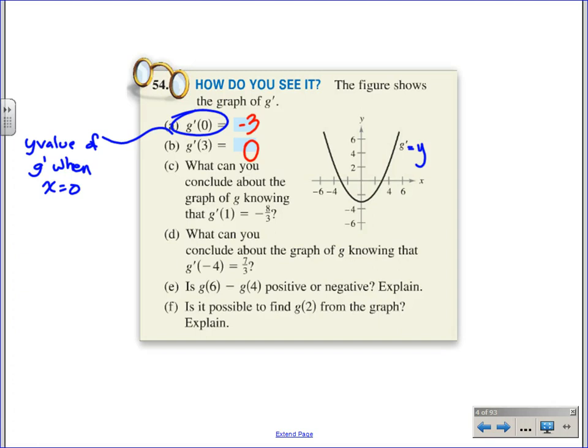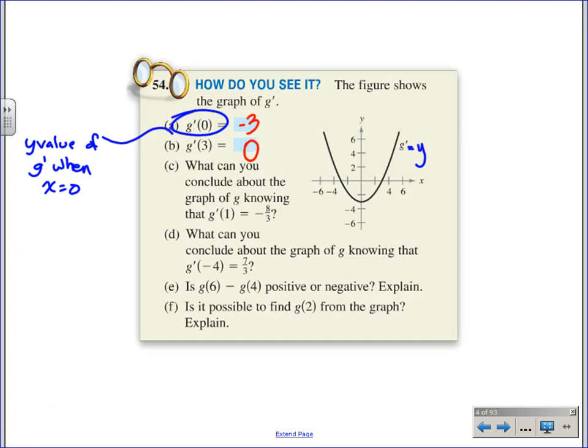They're saying, what can we conclude about the graph of G, knowing that G prime of 1 is equal to -8/3? What can we know about G? AJ, what were you saying? No, nothing. Someone was talking. It was you, though. Nick. We can conclude that it's a parabola.